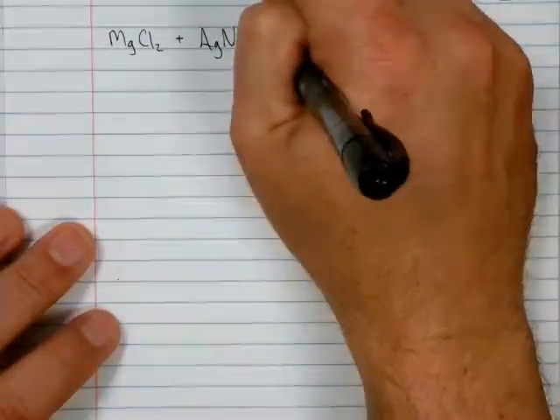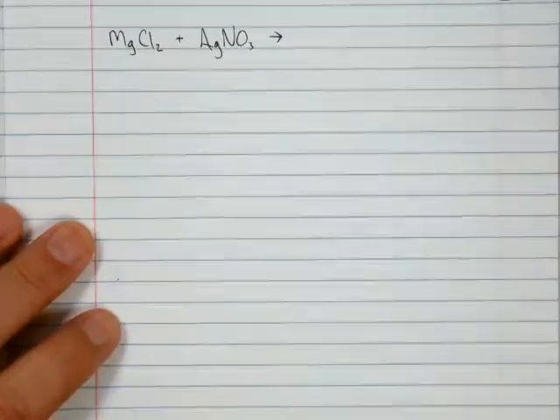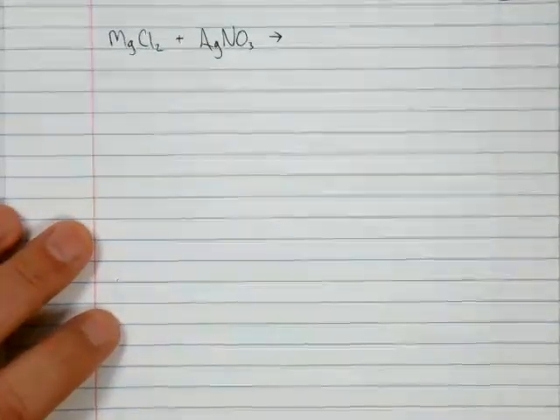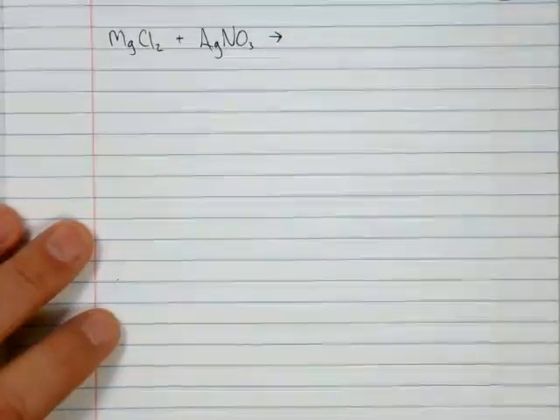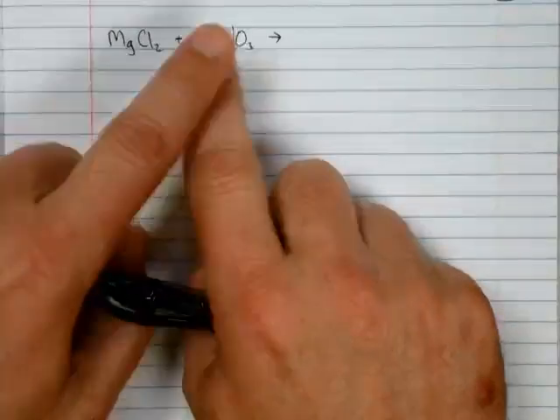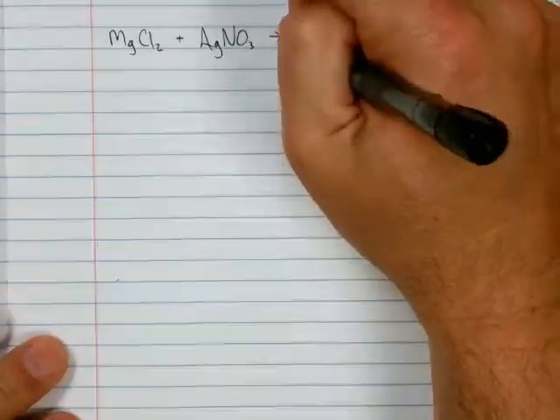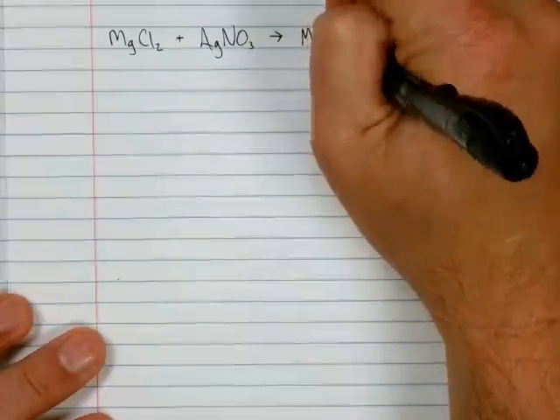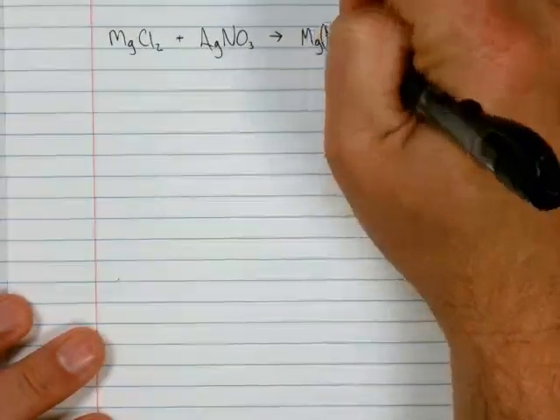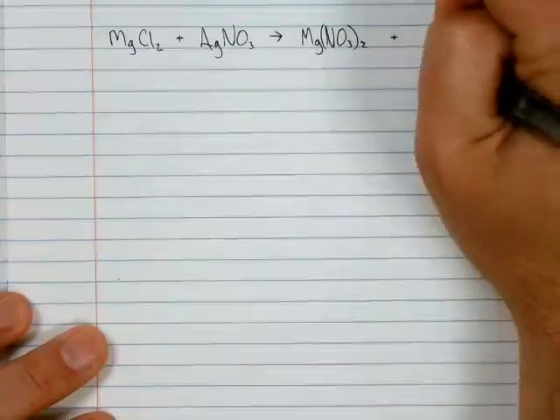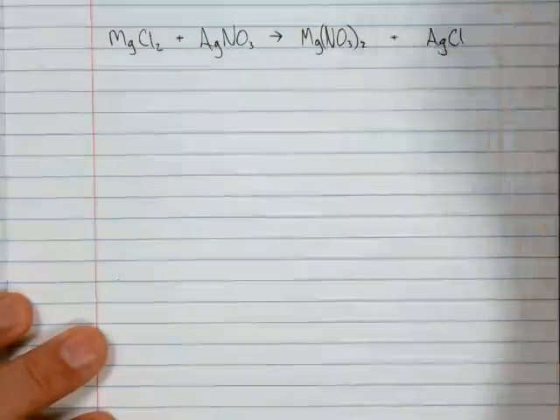So, when you look at these reactants, what kind of reaction type would this be? Double replacement. So, cation, anion. Your anions will switch. It gives you magnesium nitrate plus silver chloride.